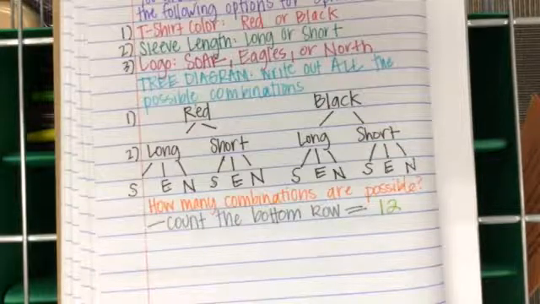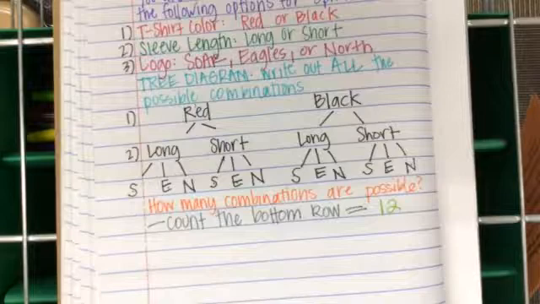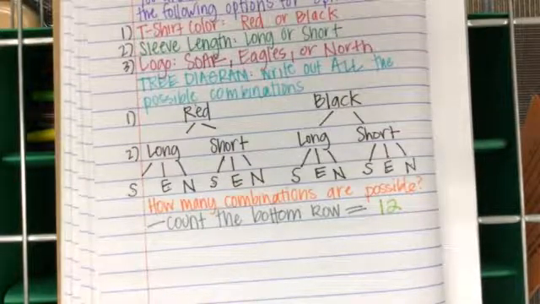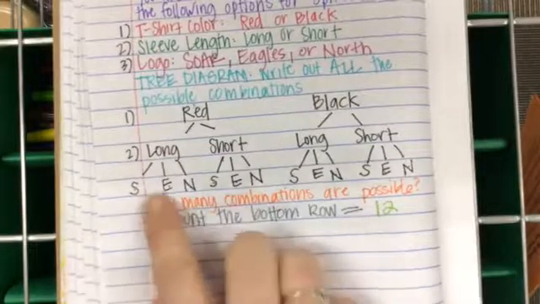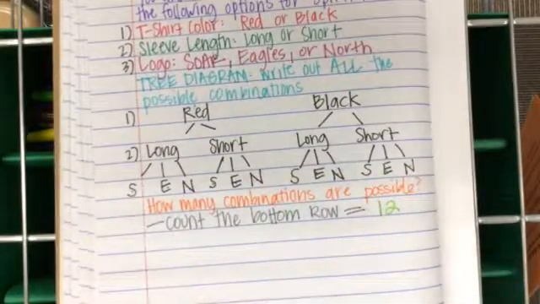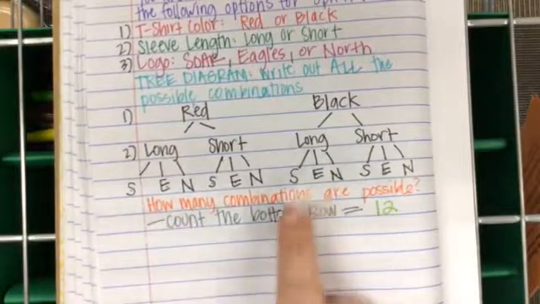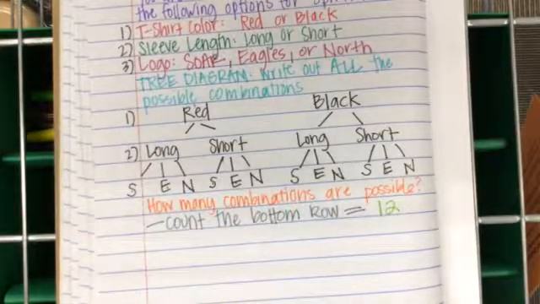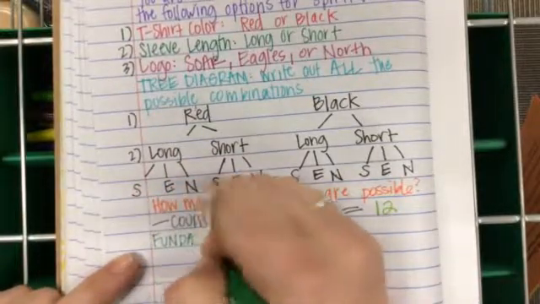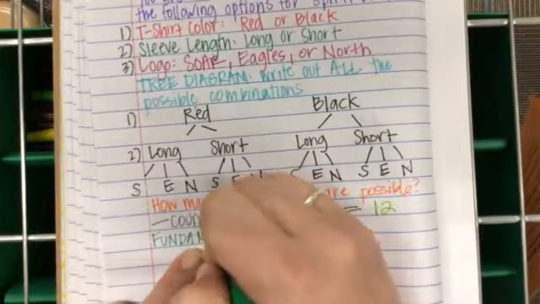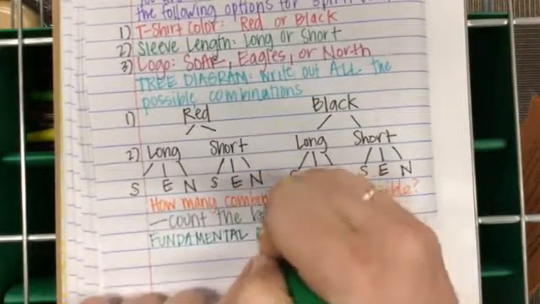Now this is a lot of work to figure out how many combinations there are. The reason you do a tree diagram is because maybe it wants you to list all of the possible combinations. And if it says draw a tree diagram showing all the different possible combinations, you're going to make a tree diagram. But if it just asks you the simple question, how many combinations are possible, you're going to use this idea called the fundamental counting principle.